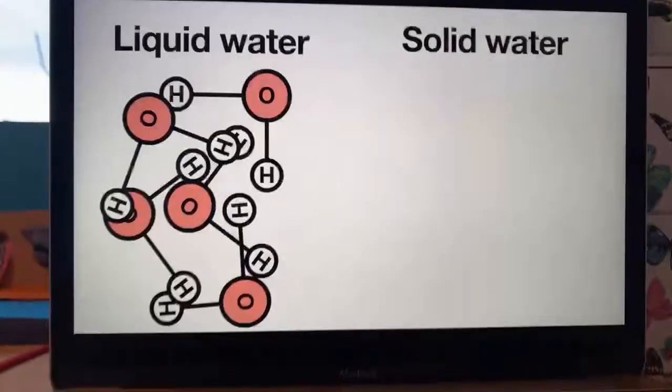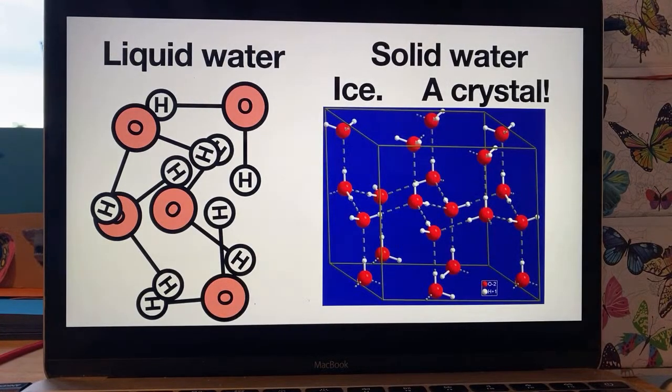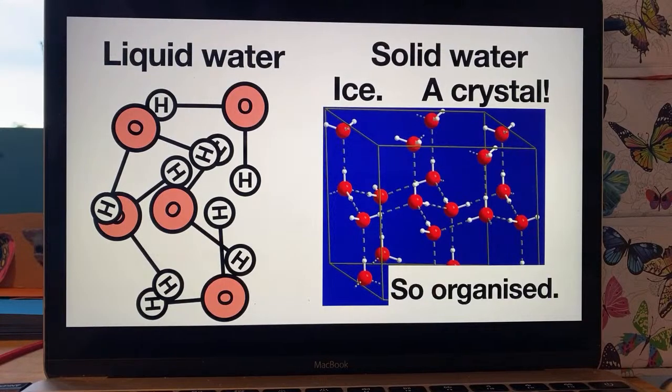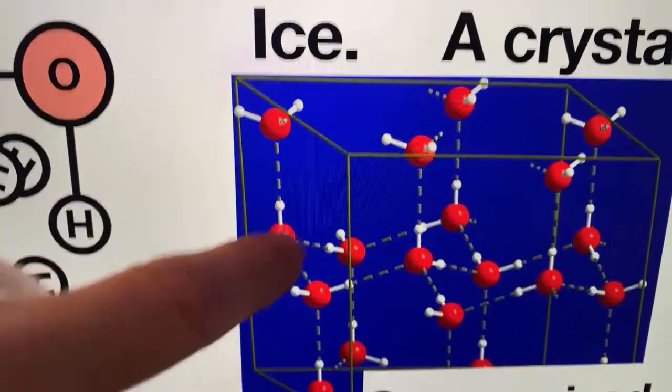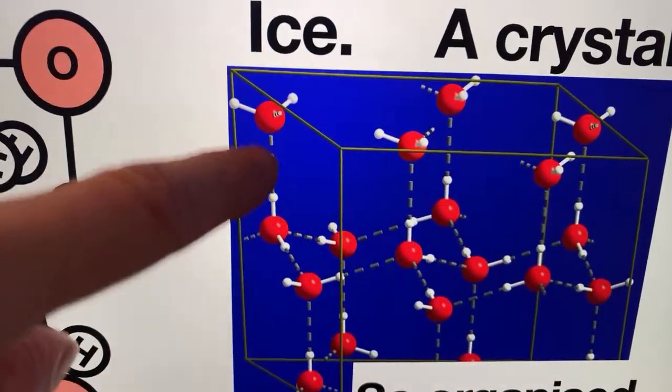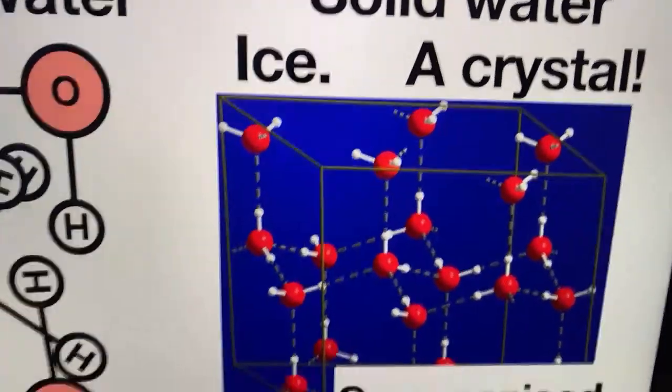Solid water. Someone told me last lesson that water was a mineral, and I didn't know. But yeah, I looked it up. Of course it is. Ice, solid water, is a crystal. And it looks like this. Isn't that beautiful? So organised. So you've got water particles, but you can see they're quite far apart, and they've got these dotted lines in between them. Those are bonds bonding the water particles together.